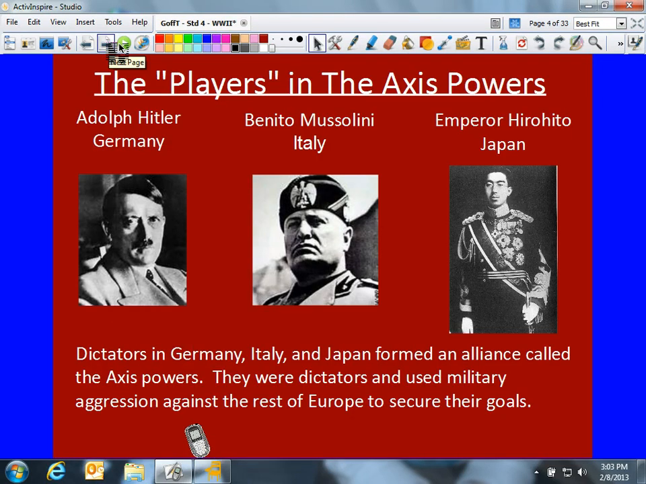So then we think about who the players in the Axis powers are. Who were the people that were in leadership in each of those places? In Germany, you had Adolf Hitler, and then Benito Mussolini in Italy, and then Emperor Hirohito in Japan.